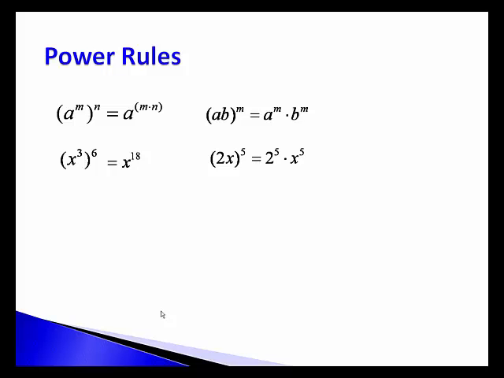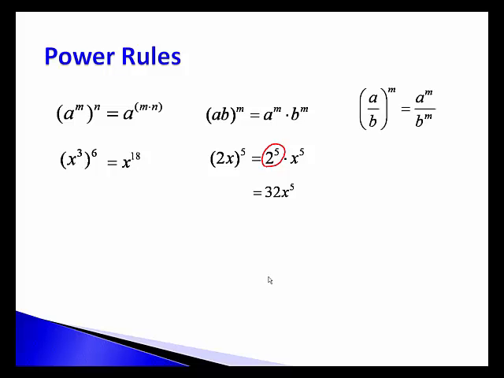And you might say, why would I want to do that? Well, the answer to that is because now you can simplify this part. 2 to the 5th power is nothing more than 32 times x to the 5th power. And let's go one more step here with another power rule.